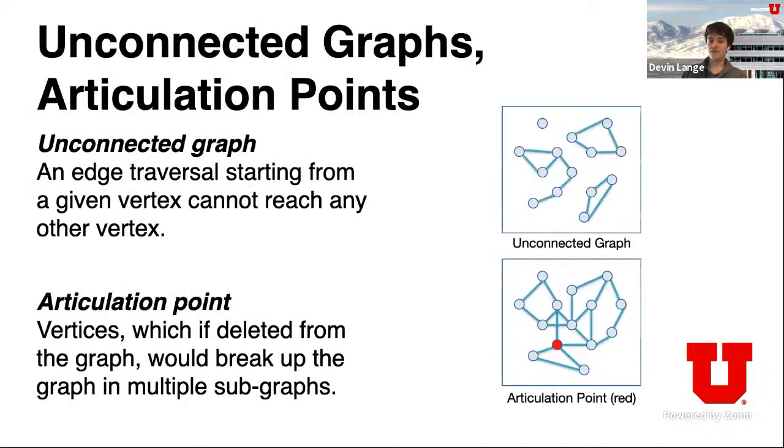An unconnected graph is a less extreme version of this independent set. You can still have edges and you can still have components that are connected, but not all of the nodes are reachable from all of the other nodes. And an articulation point is a node within a graph that if you were to remove it, the remaining nodes would become unconnected. So in this example, if you remove this red point, these bottom 2 points are now unconnected from the rest of your graph.